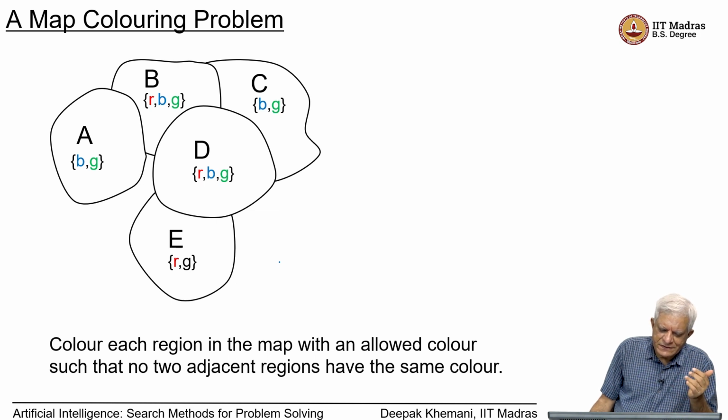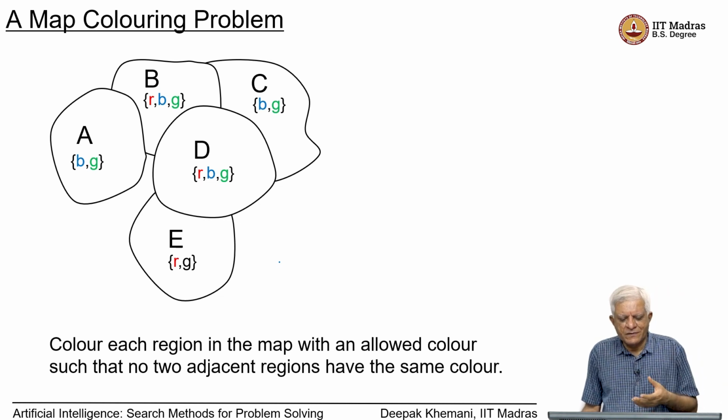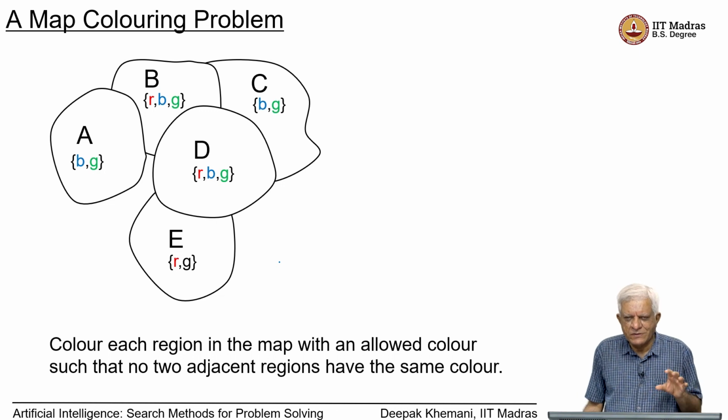Each region has a preferred set of colors, and the task is to assign a color to every region, such that no two adjacent regions have the same color essentially. So, you have seen school atlases have like this essentially, if you look at the map of India, Maharashtra will be shown in one color, Andhra Pradesh would be shown in a different color, and so on.